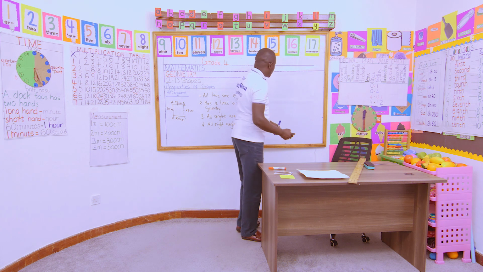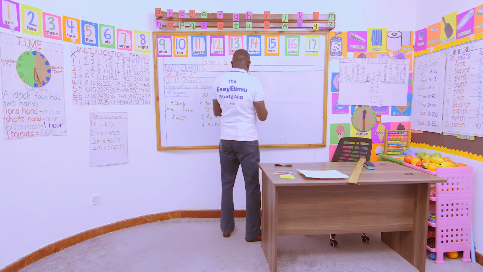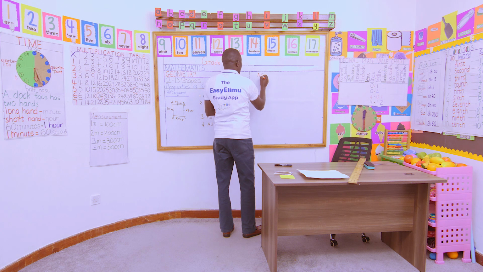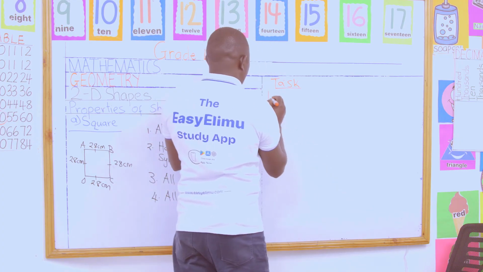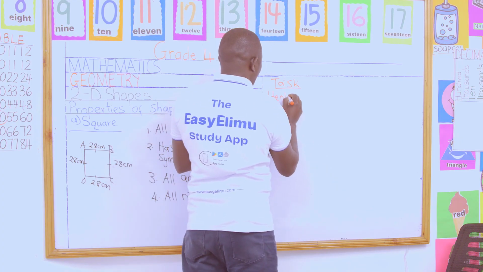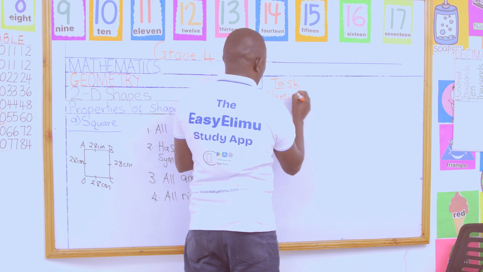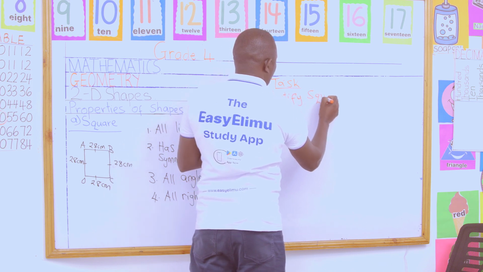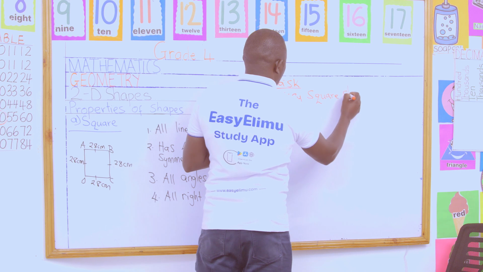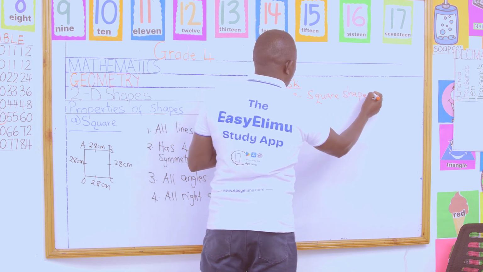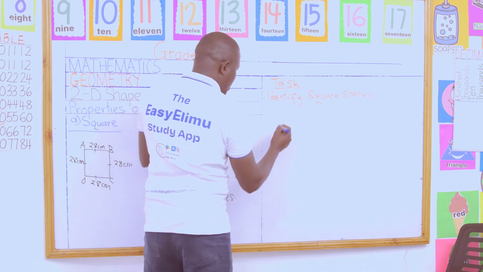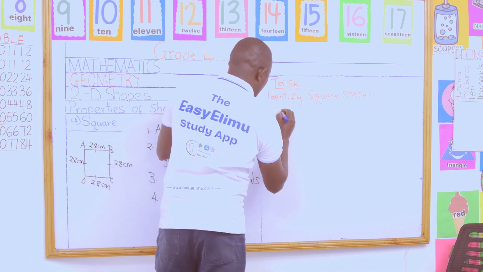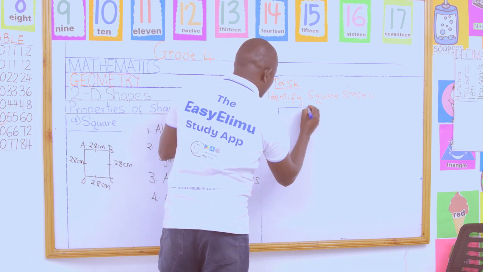Identify all squares in the following. Our task, identify square shapes. Identify only square shapes. Number 1, you identify whether this is a square.